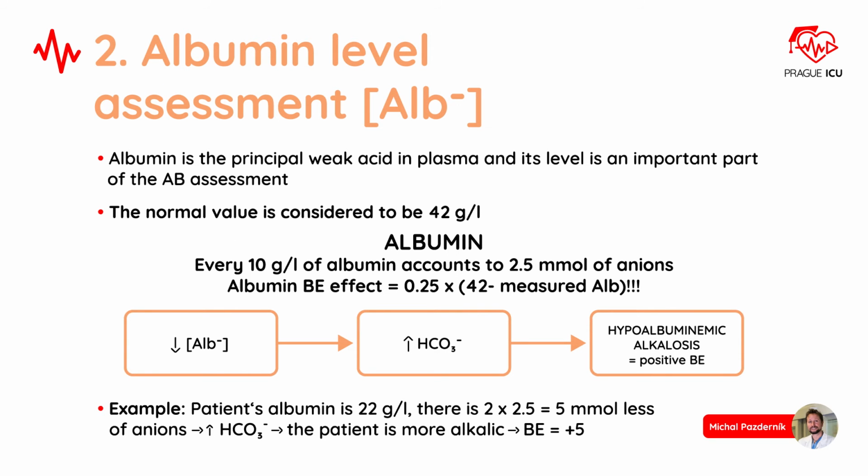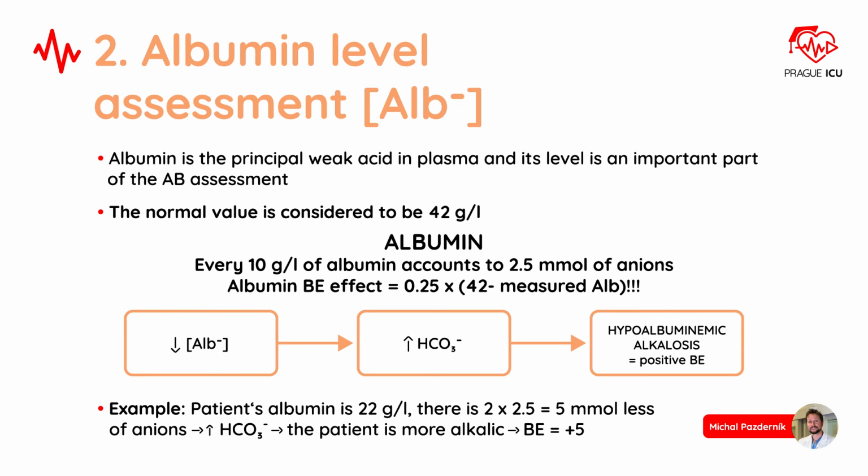Second step aims at albumin level assessment. Albumin is the principal weak acid in plasma, and its level is an important part of the acid-base assessment. The normal value is considered to be 42 grams per liter. What you always need to take into account is that every 10 grams per liter of albumin accounts for 2.5 millimoles of anions. Albumin base excess effect can therefore be calculated as 0.25 times 42 minus measured albumin. Again, decrease of albumin leads to increase of bicarbonate, causing alkalosis.